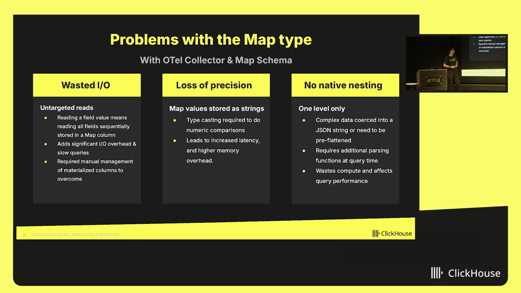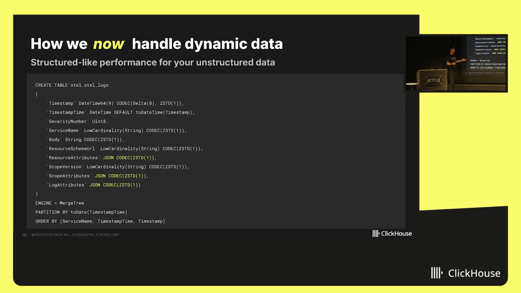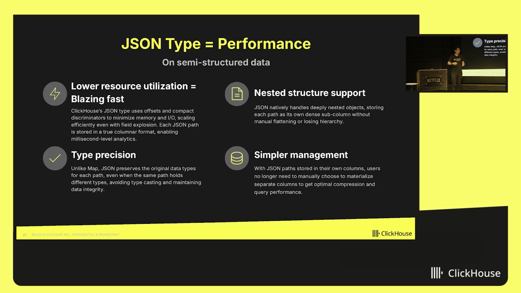So the new schema would look a little bit like this. It's really simple. Instead of having that map of string to string, you just specify JSON. And then ClickHouse will now do the rest for you. The big thing here is that the JSON type is a lot more performant than before on semi-structured data compared to the map type at search time. So there is a lot lower resource utilization, and you can deal with scanning for an exact property a lot more easily.